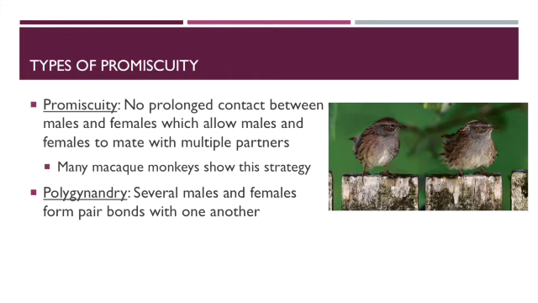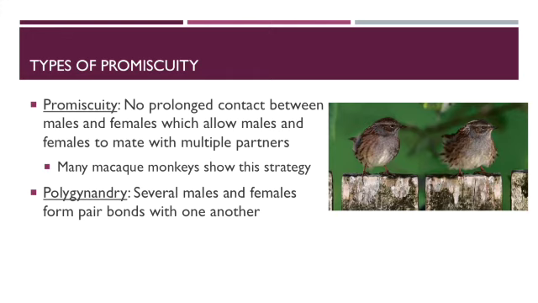When a female comes into estrus, she mates with multiple males that are in her troop, and even males that may be on the outskirts of her troop. And the idea here is that she's increasing genetic variability, she's increasing sperm competition, and so she's getting the best quality sperm for her offspring, which allows them to survive into the next generation. There's also polygynandry. This is where you've got several males and females who form pair bonds with one another. The great example of this are the dunnocks, shown here.